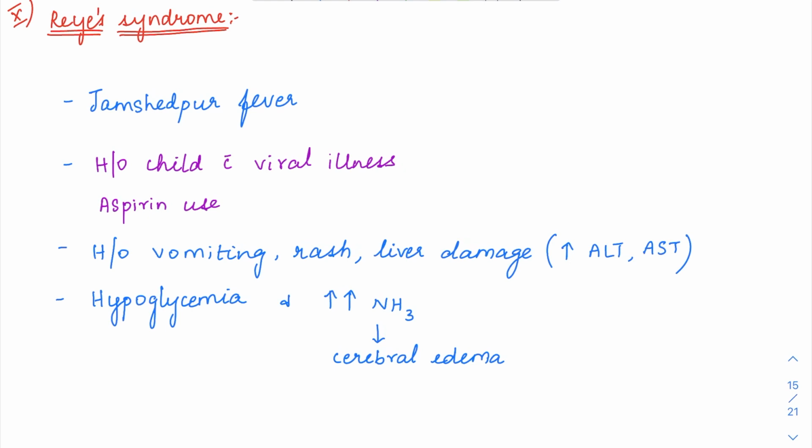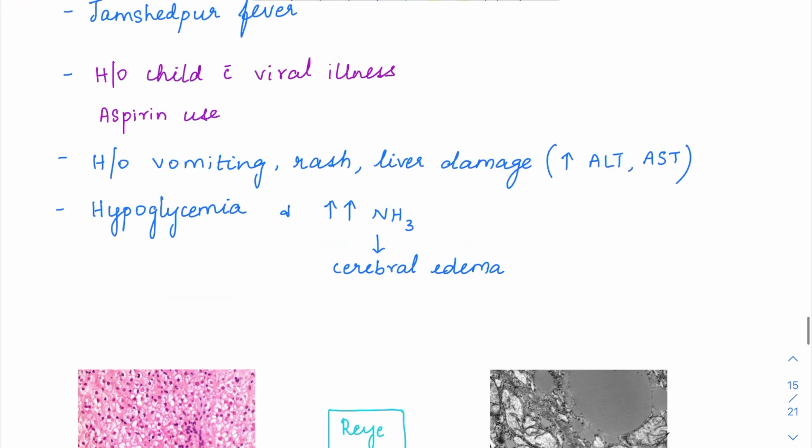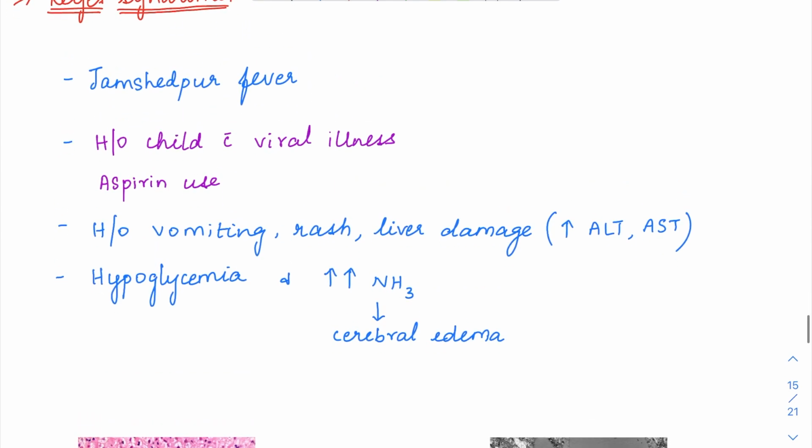So Reye syndrome is also called Jamshedpur fever, and it's classically seen in a young child. So in this young child, they'll give a classical history of a viral illness, and then the patient must have taken some aspirin. So some NSAID usage will be there, after which the child would have developed some vomiting, rashes, and also some confusion, hypoglycemia, then elevated liver enzymes will be there. So when this kind of history is given, then you'll have to think about Reye syndrome.